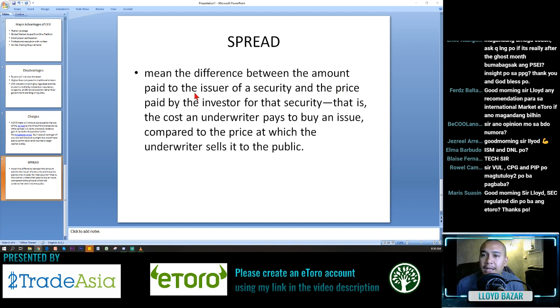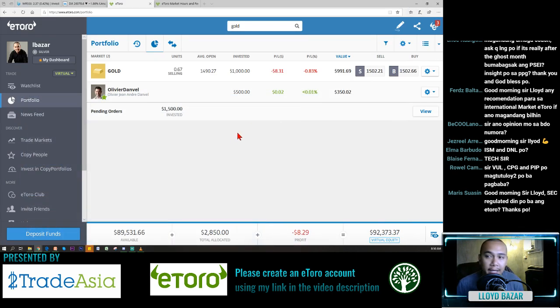Means the difference between the amount paid to the issuer for a security and the price paid by the investor for that security. That is the cost an underwriter pays to buy an issue compared to the price at which the underwriter sells it to the public. So anyways, ipinaliwanag ko na yan. Let's now try to compare.